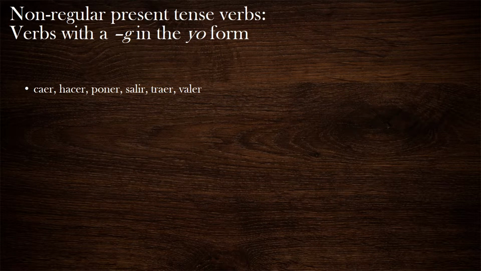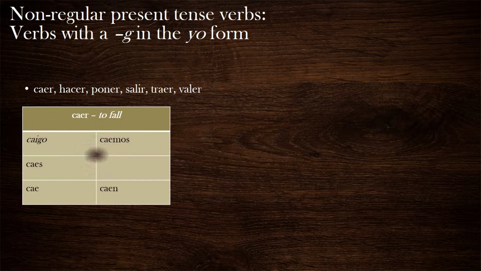So there are also non-regular present tense verbs, and you're going to learn every single one of them today. Ready? Write all this in your notes and repeat whatever I'm saying in Spanish after me. So all these verbs here, caer, hacer, poner, salir, traer, valer, get a G in the yo form, and the rest of the forms are regular.